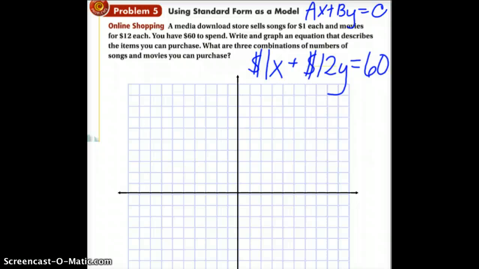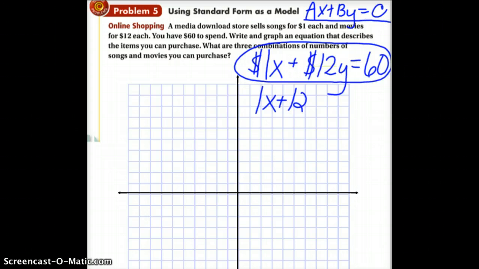Right now, I just want to focus on writing the equation and graphing. I've already done it for you. As they gave me the information, I put it into standard form. So without the dollar signs, it would be 1 times x, $1 for songs, and $12 for movies. However many, or the combination I get of the two, I just can't spend more than $60. It needs to equal 60. So there's my equation in standard form.